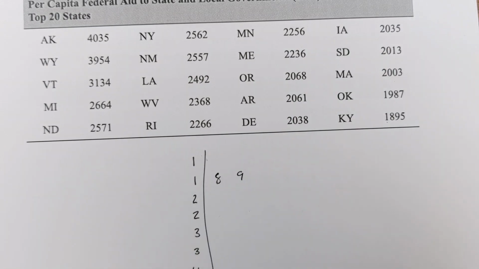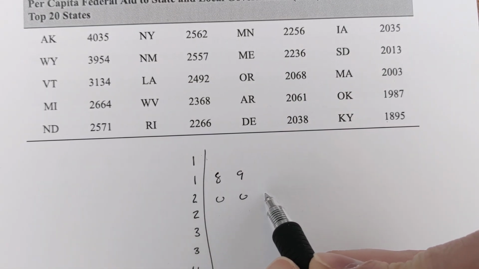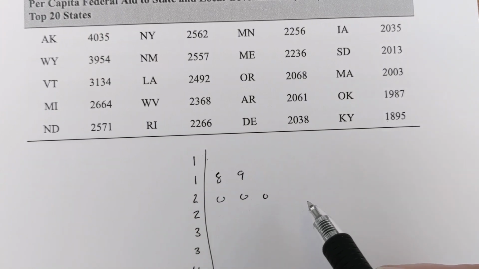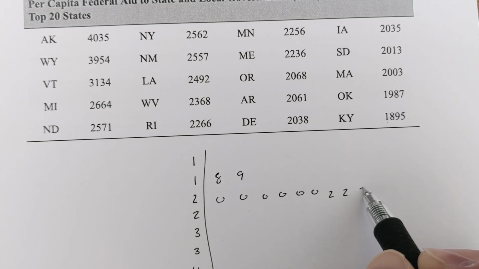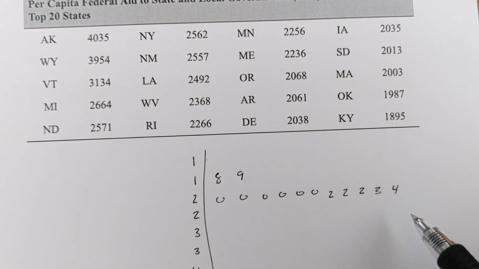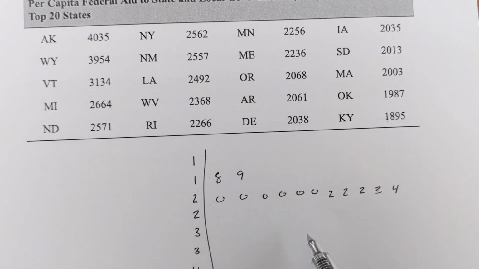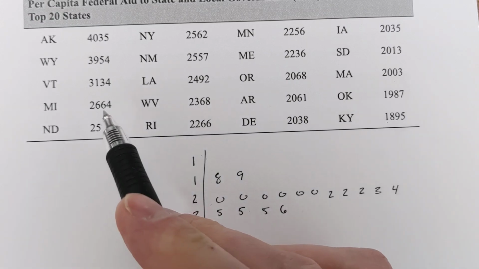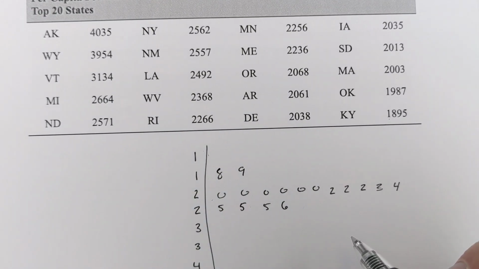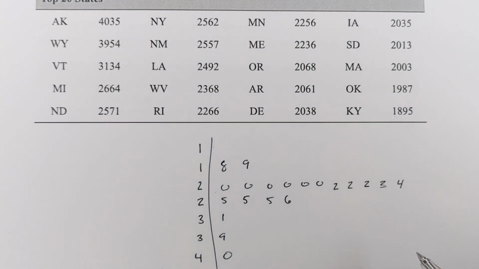Here, 2, we got 1, 2, 3, 4, 5, 6. A couple 2200s, one 2300, and one 2400. So these are all 2000s. And then we have some 25s and a 2600. Let's see here. So there's our 2600, for example. For 3, so we have 3100, and that's it until we hit 3900, and then 4000. So there's your stem plot.